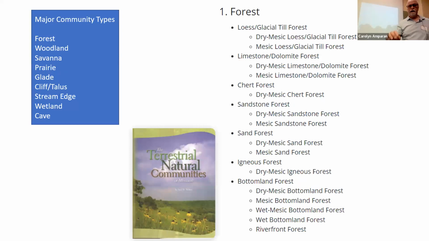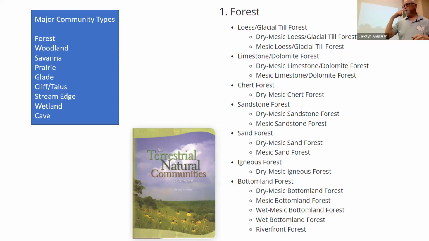And so, for example, here are the major types that are in the book: forest, woodland, savanna, prairie, glade, and so on. And then I've just pulled out the forest, and the forests are subdivided based on the substrate they occur on. So loess, till, limestone, dolomite, chert, sandstone, sand, igneous, and bottomland. And these are all given descriptions in the book. So this is really cool. And in the Ozarks, just to be really generalized, I think of the Ozarks as being primarily deciduous forest. Where it's wet, it's one kind of forest, and where it's dry, it's a different kind of forest. So you've got these divisions of the forest based on how wet the site is.